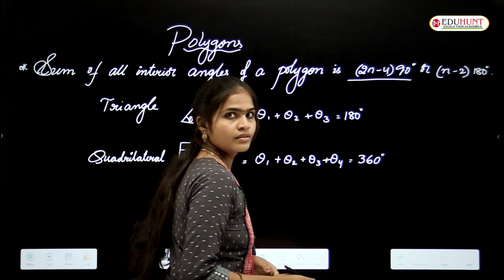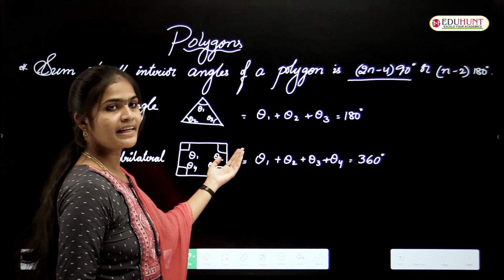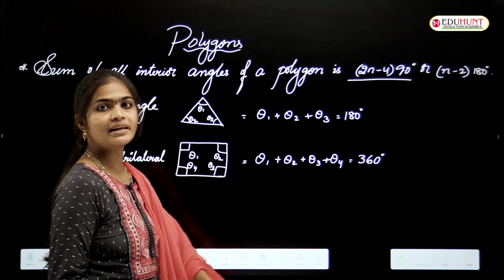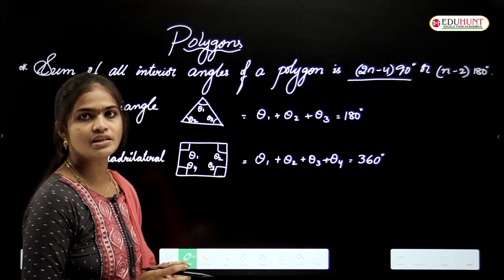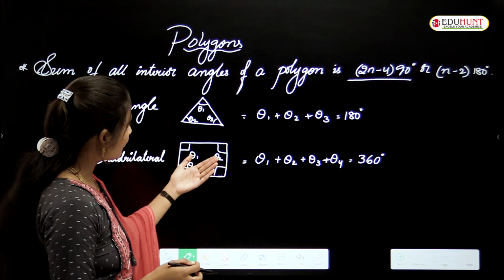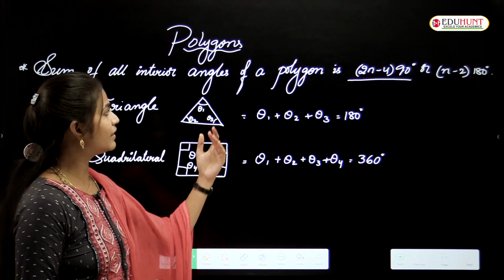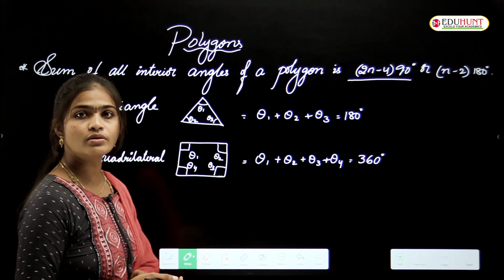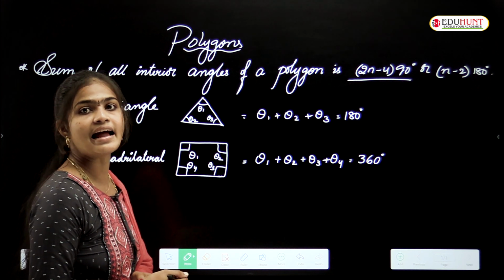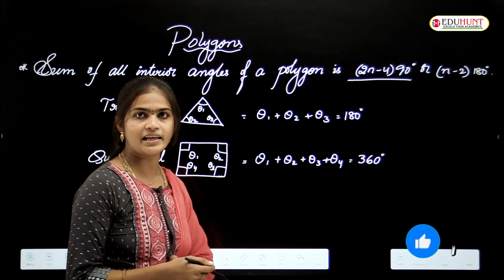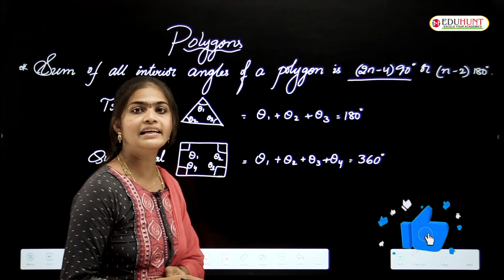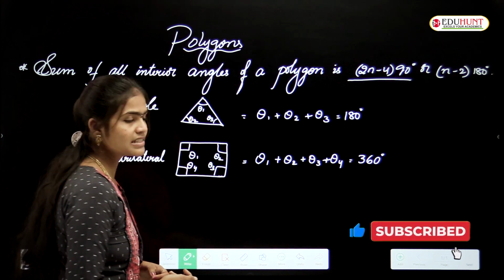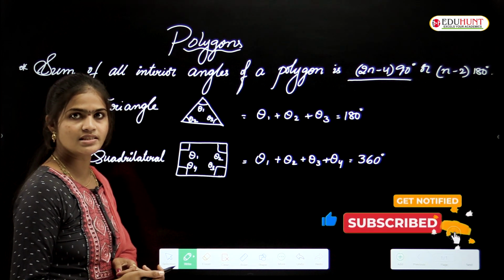we will get 360 degrees. Yes or no? Why? Because 90 plus 90 is 180, 180 plus 90 is 270, and 270 plus 90 is nothing but 360 degrees. This condition also we know. If you don't know, then we can use the formula. But we know these 2 conditions, right? The sum of all interior angles of a triangle is 180 degrees and the sum of all interior angles of any quadrilateral is equal to 360 degrees.